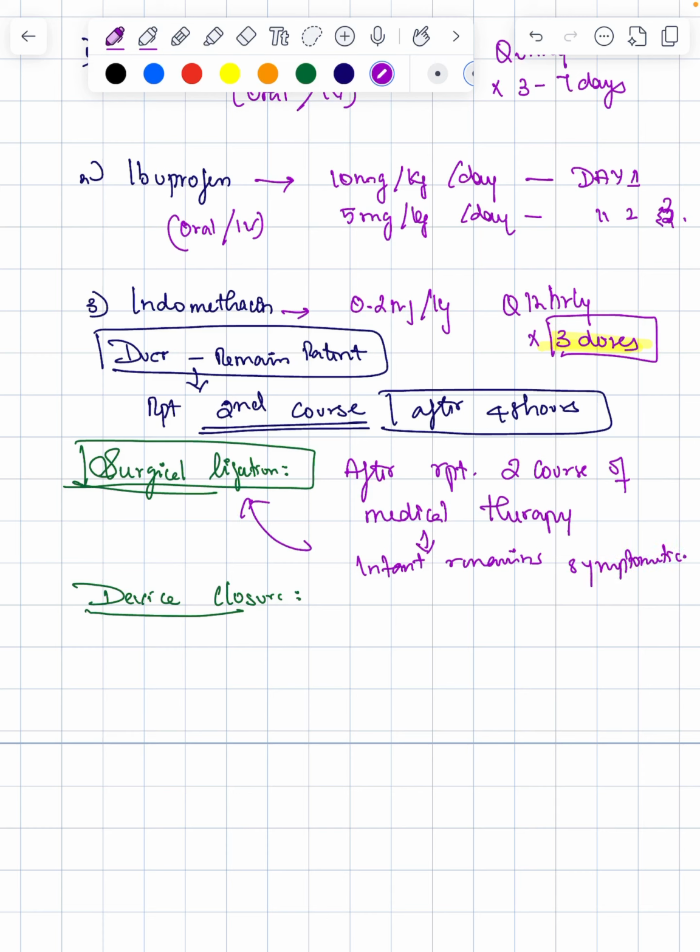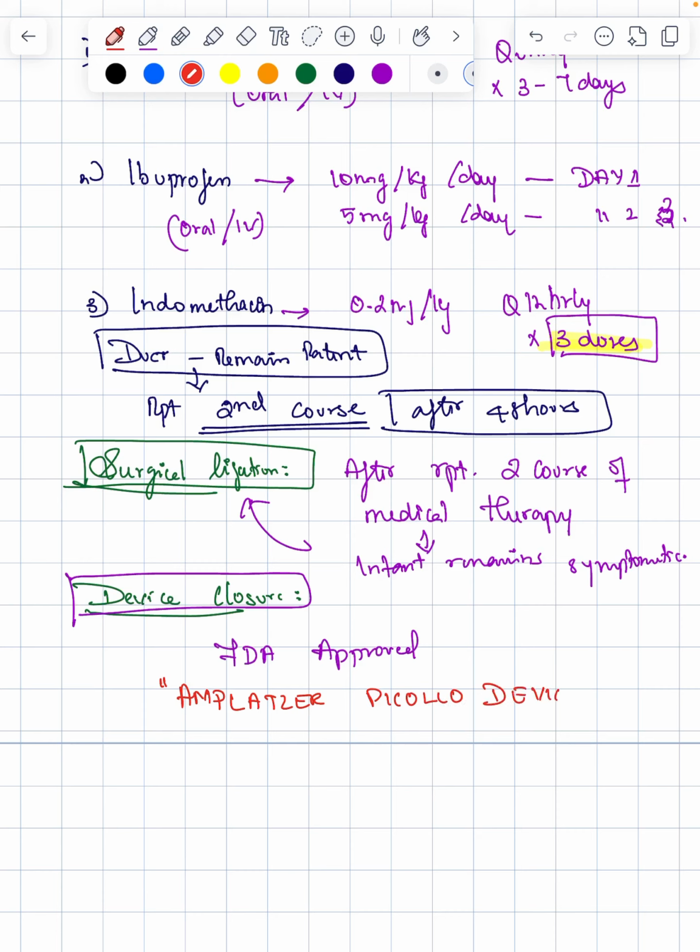Device closure: the FDA has recently approved a device for closure. The name is the Amplatzer Piccolo device, for PDA closure in preterm babies who weigh more than 700 grams.